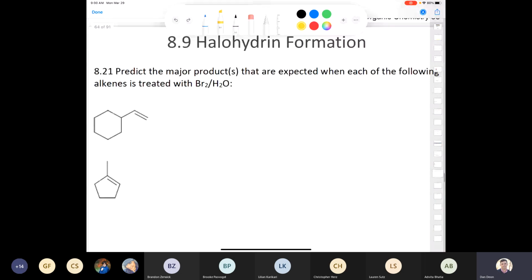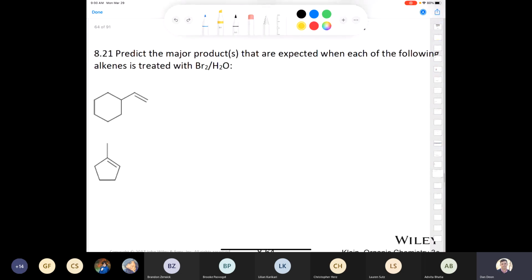Anyhow, halohydrin formation. So here we go. Predict the major products that are expected when each of the following alkenes is treated with bromine and water. Let me show you Mr. Dion's patented, non-patented method of solving these. This is the way that I like to do these with my students. I'm going to draw the skeleton.